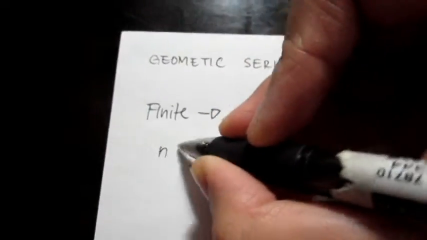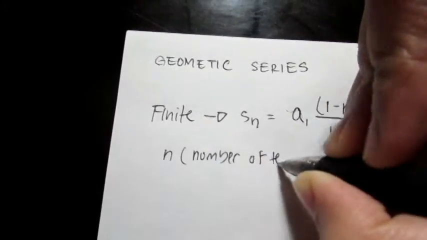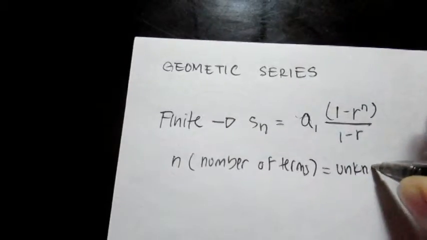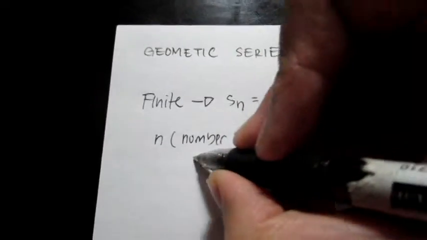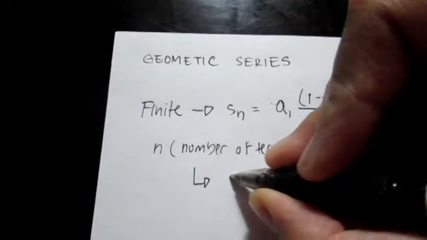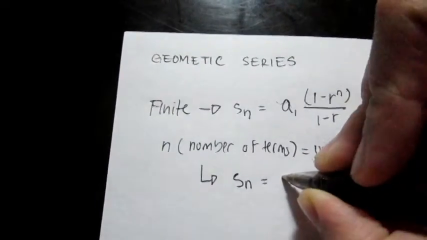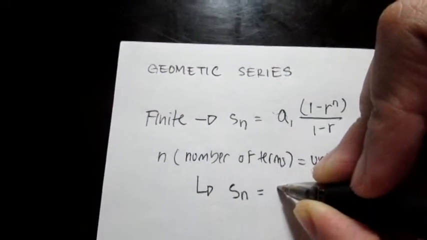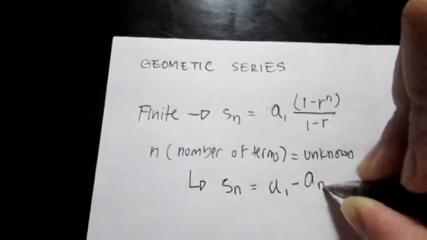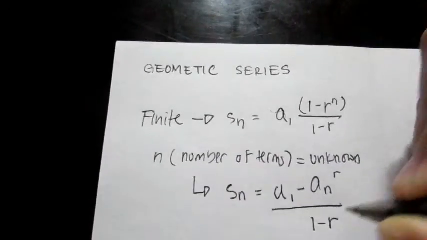If n, or the number of terms, is unknown, then you will use this formula. S sub n is equal to a sub 1 minus a sub n times r divided by 1 minus r.